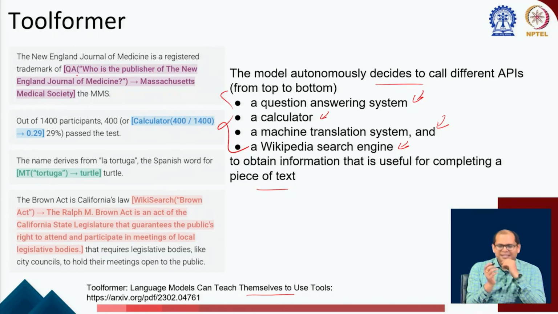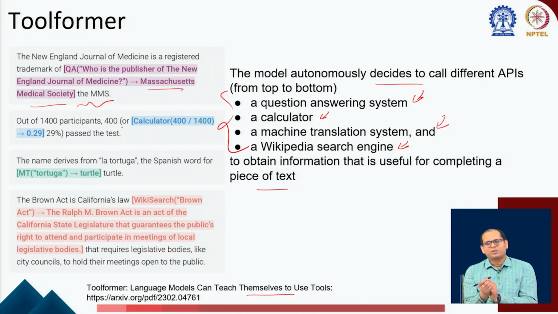So you say, okay, let me actually ask a question: who is the publisher of the New England Journal of Medicine? I get an answer, and using this, I do my completion. Next, out of 1400 participants, 400 are. So you want to write what percentage of these are 1400. You create a formula, calling the calculator, 400 divided by 1400. This will give me 0.29, so this is 29%.